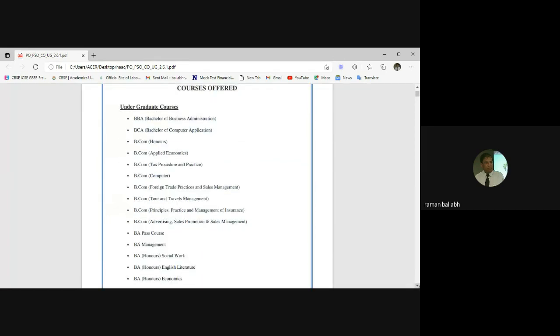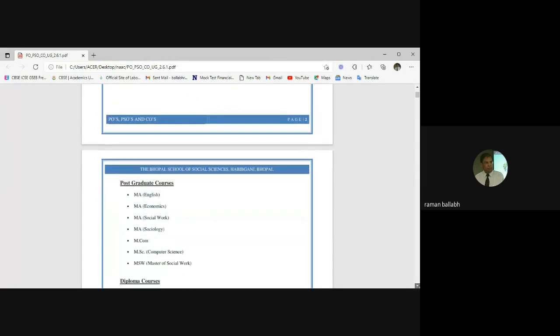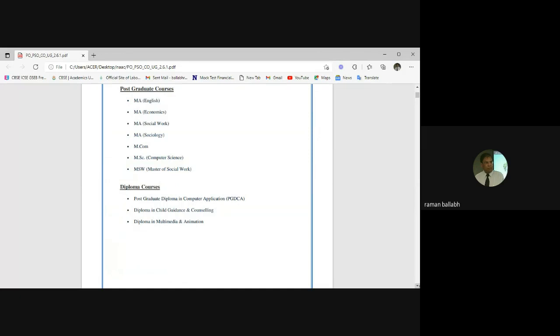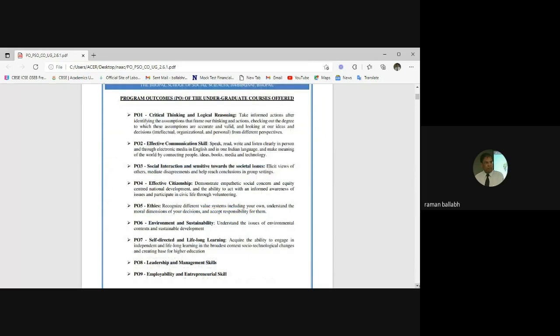These are the undergraduate programs with them. These are the postgraduate programs and diploma courses with them. See, program outcome, PO, of undergraduate courses offered. So for all the undergraduate programs, these are the program outcomes they expect from their faculties to deliver to the students. You are getting my point?